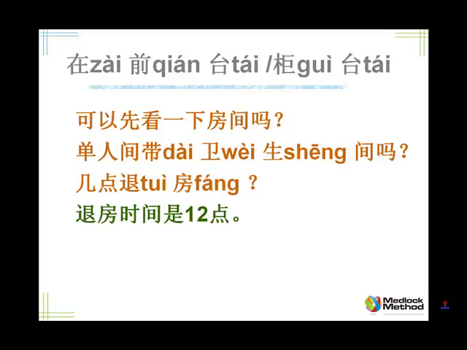退房时间是12点. So checkout time is at 12. And another way of saying that is checkout is before 12. How would you say before 12? 12点以前. Let's have a little practice of that first.